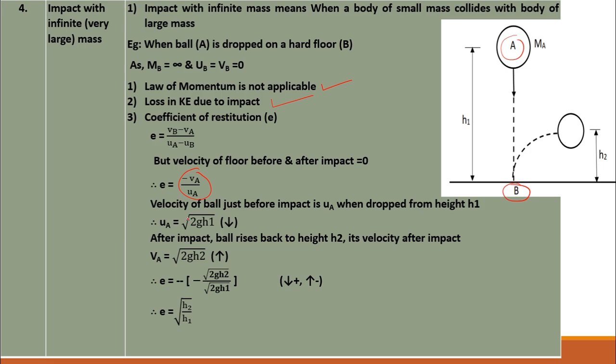Now finding the velocities, UA is under root of 2g h1, where h1 is the height of falling, and VA is equal to under root of 2g h2, where h2 is the height of rebound. If you place these two values in this formula, we get E is equal to under root of h2 upon h1. So this is the final formula that we can use to find the coefficient of restitution.